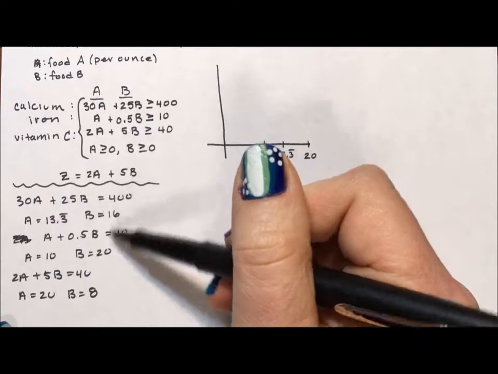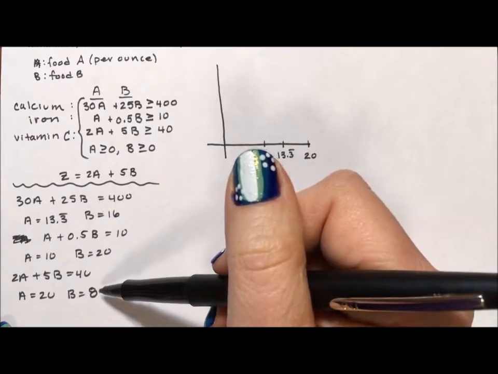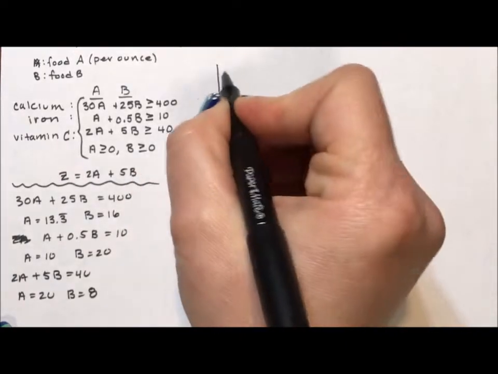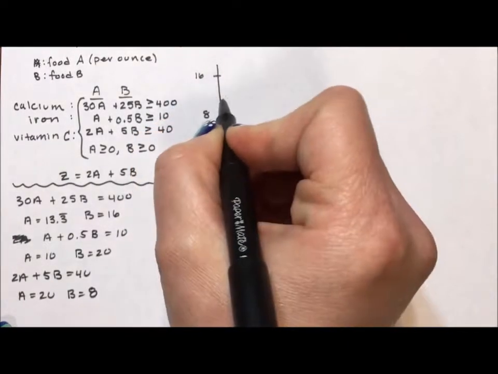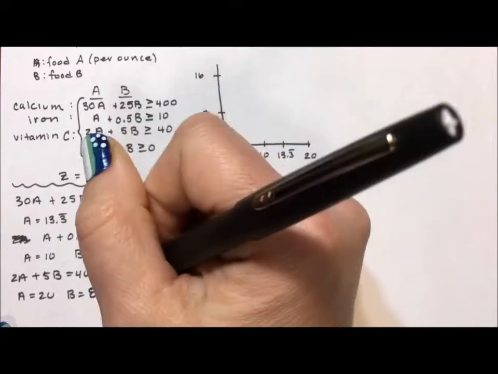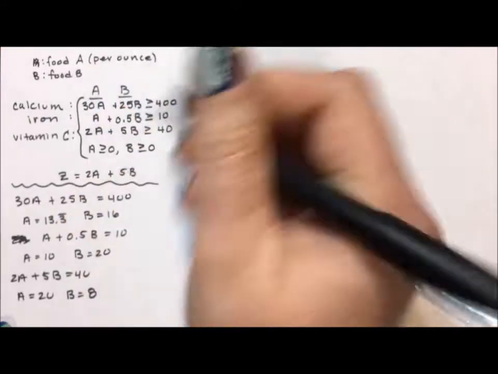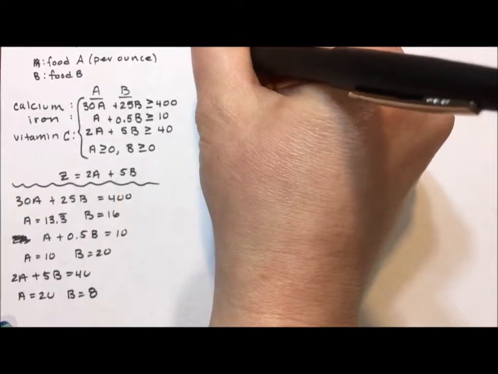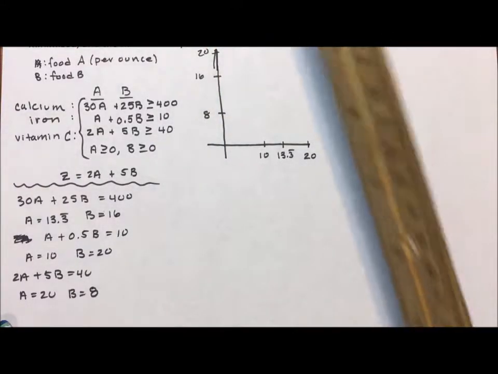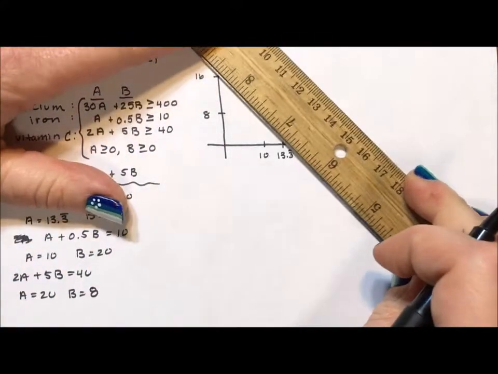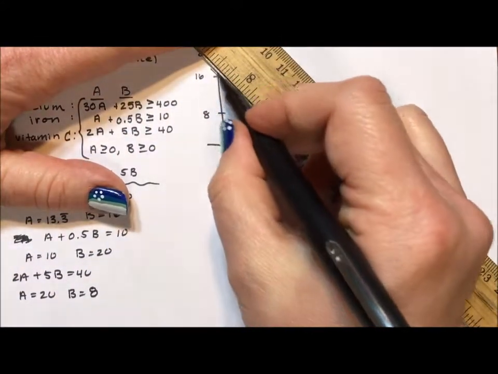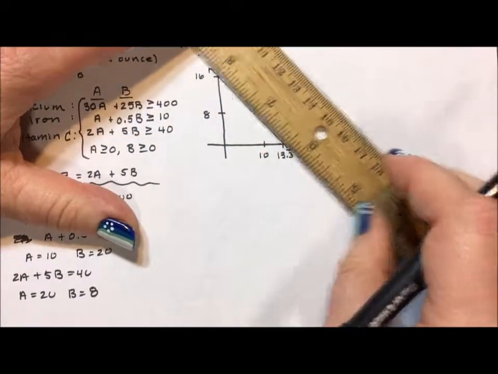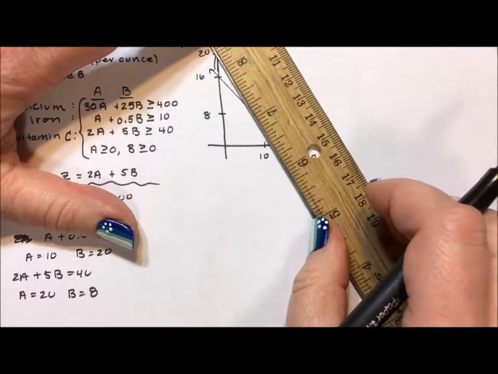For my B's, my vertical axis, I have 8, 10, and 16. So if I put 8 here and 16 here, and 10 will come, 8, 16, and 20. So 20 will come up here. Okay, so the 13.3 and the 16 go together. The 10 and the 20 go together.